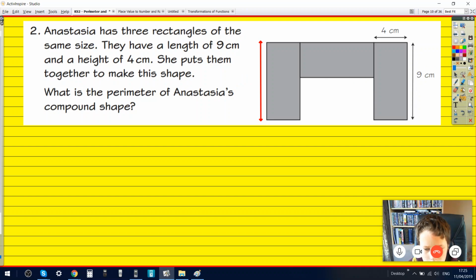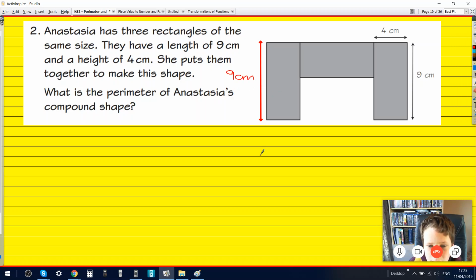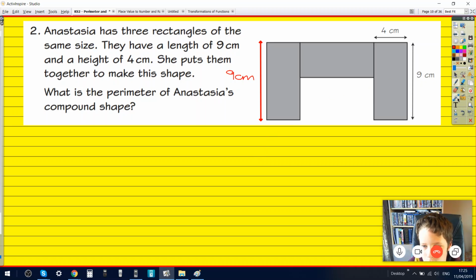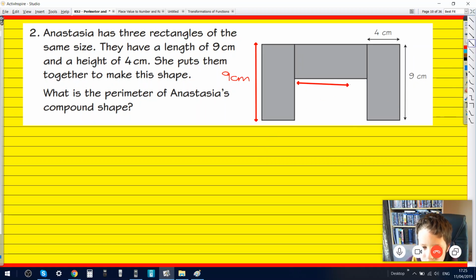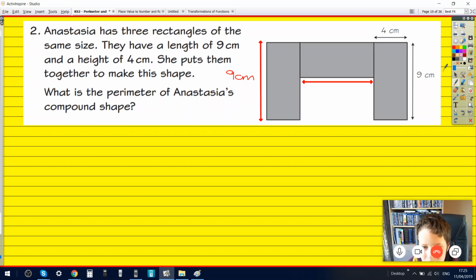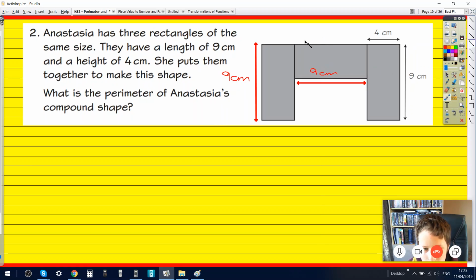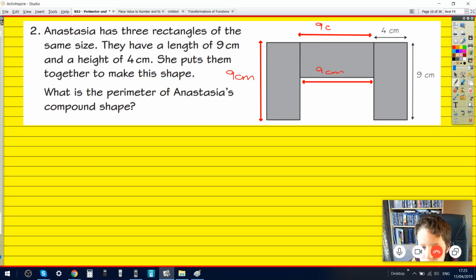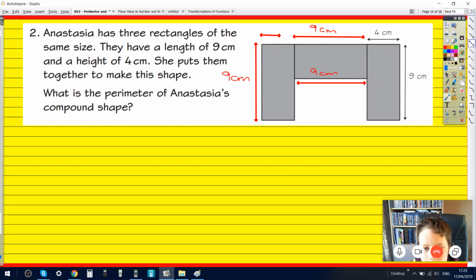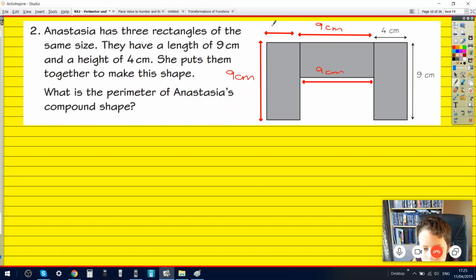Any other blank we can fill in? Well, we can also fill in the middle rectangle on the bottom, which is also 9 centimeters, and the top of it was also 9 centimeters. And so all of the shorter sides are 4 centimeters. So we've got a 4 here and a 4 here.